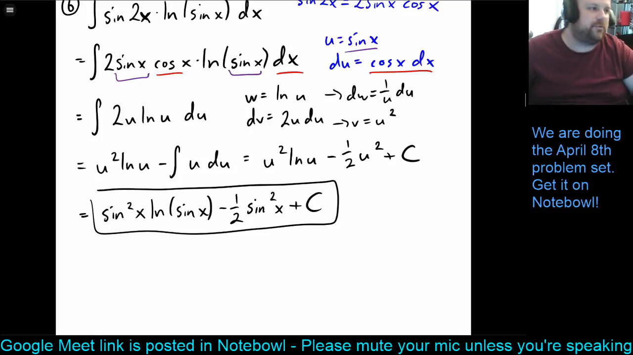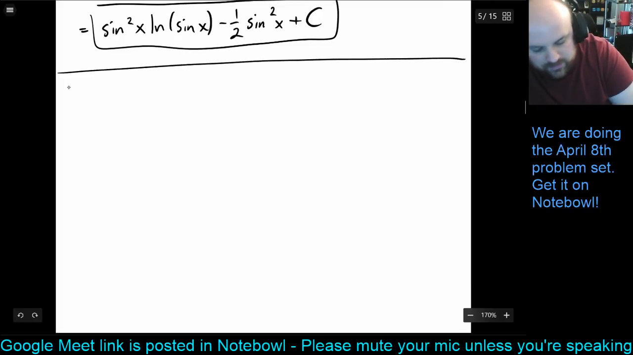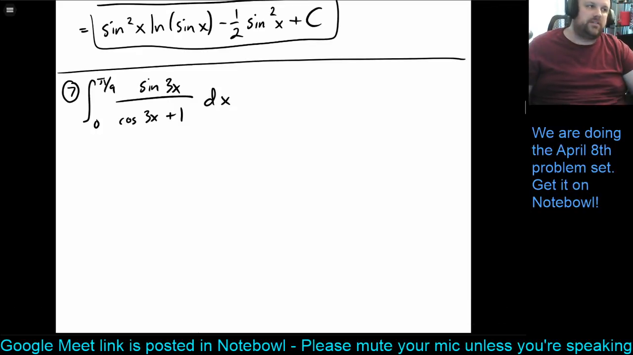Actually, the next one's pretty quick. Let's look at this one here. The integral from 0 to pi over 9 of sine of 3x over cosine of 3x plus 1 dx. So think about this one for a second. Might want to do.